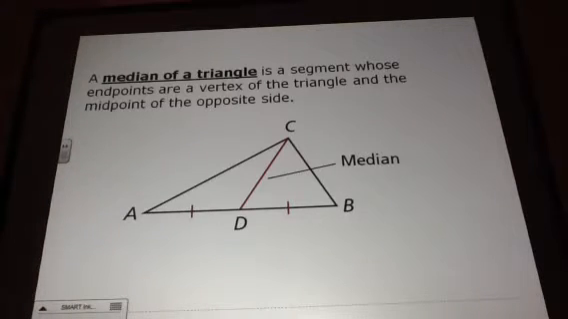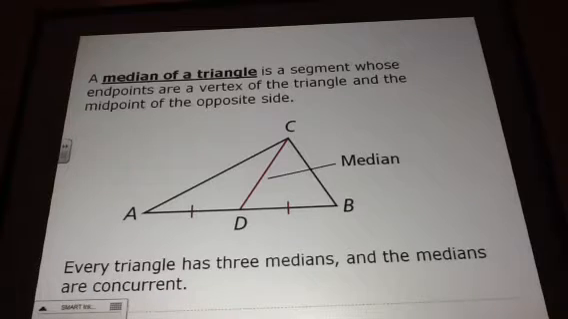A median of a triangle is a segment whose endpoints are a vertex of the triangle and the midpoint of the opposite side. So CD is your median. Point D bisects segment AB.